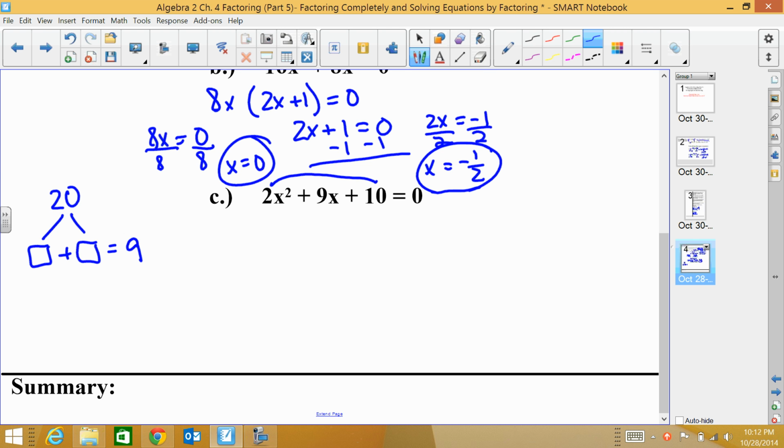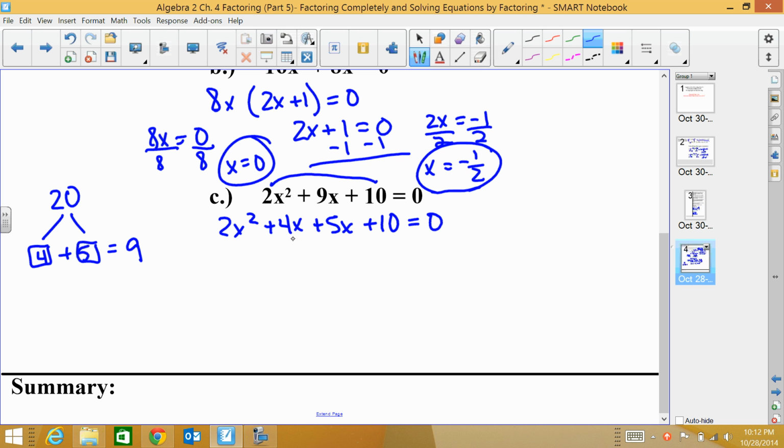So I have 1 and 20, 2 and 10, and 4 and 5. 4 plus 5 does equal 9, so those would be my two factors. Now remember, with the AC method, you're going to rewrite the whole thing, and you're going to replace the 9x with the 4 and the 5. So we have 2x squared plus 4x plus 5x plus 10 equals 0.